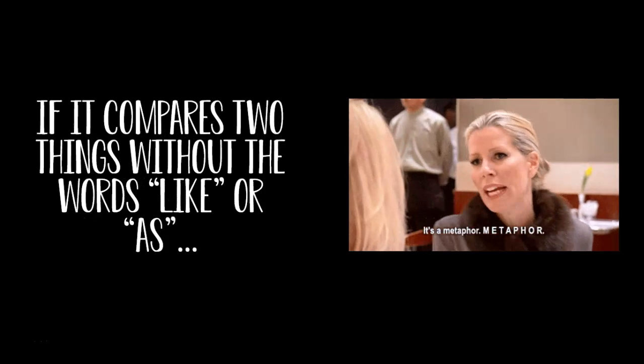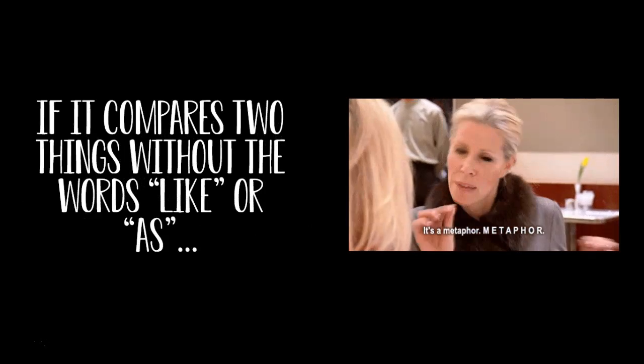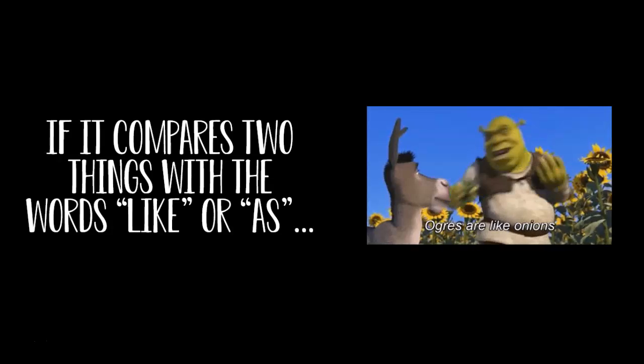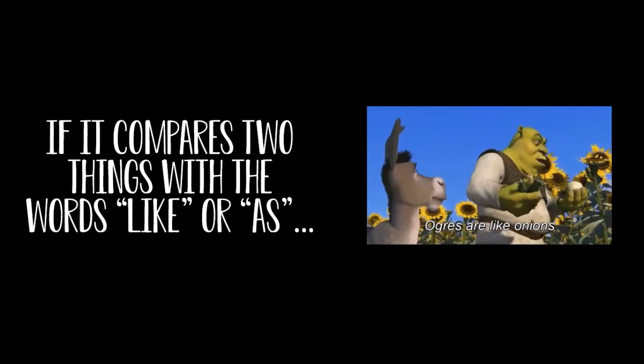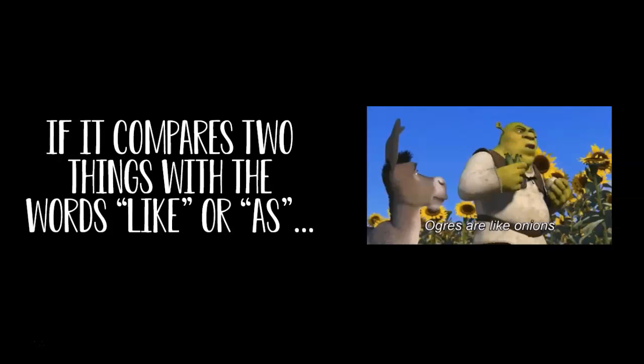So if it compares two things without the words like or as, it's a metaphor. But if it compares two things with the word like or as, then it's a simile. So if I say ogres are like onions, I'm using the word like, that's a simile.